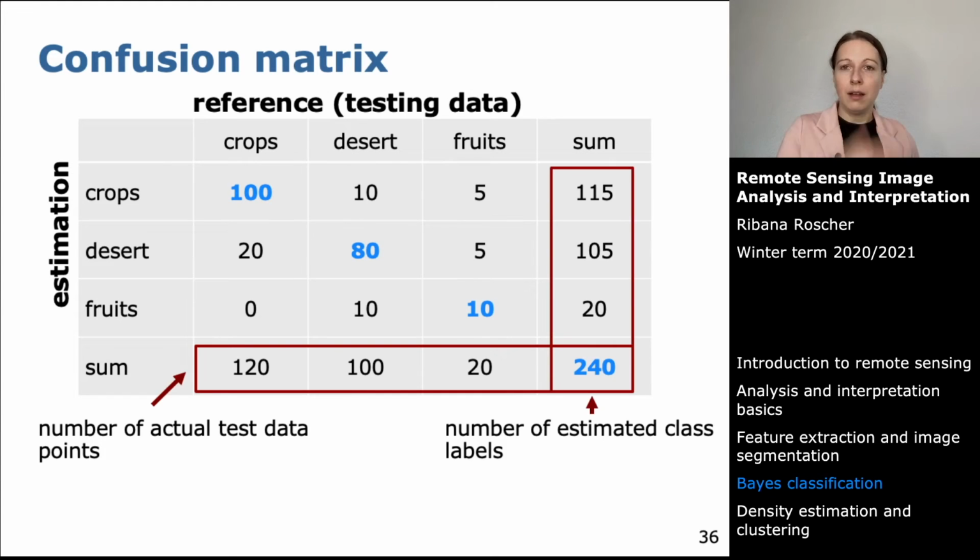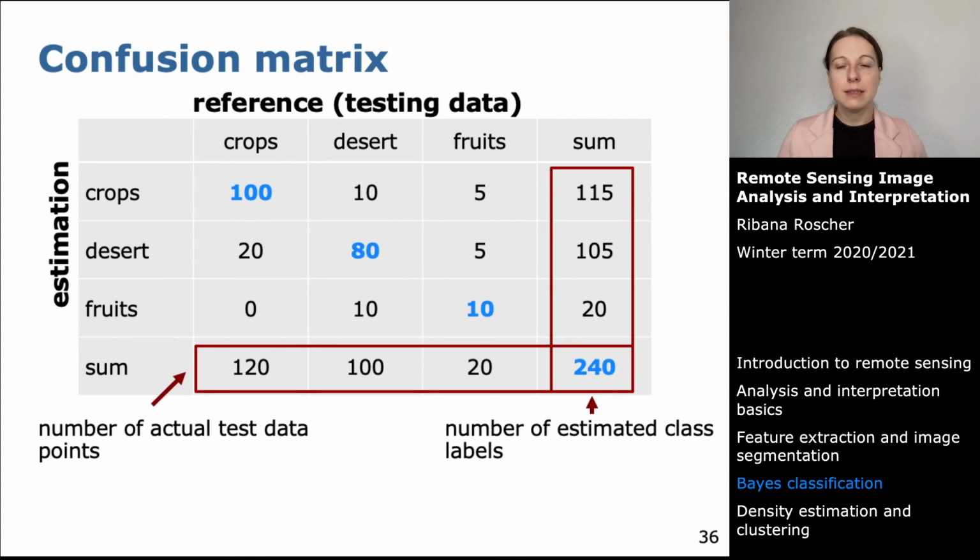Then if you go to the rows and take the sum there, this is the actual number of estimated class labels. So for example, 20 samples were classified as fruits, 105 as desert, and 115 as crops.